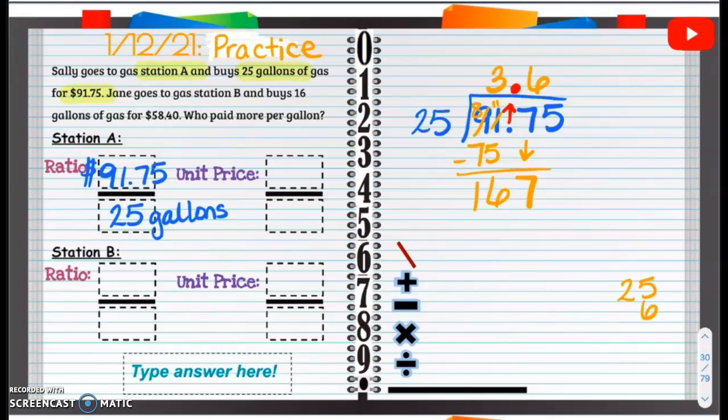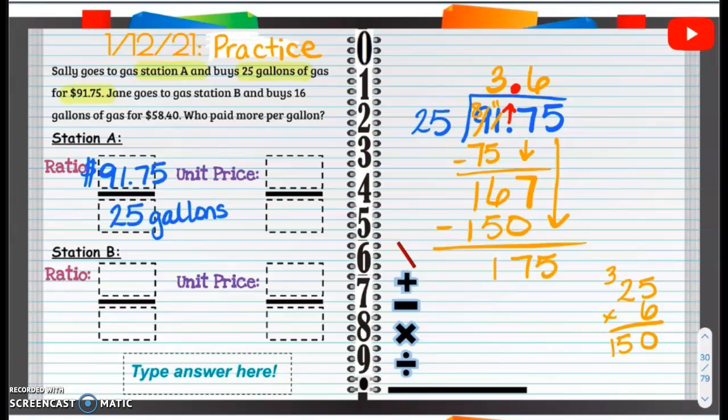25 times 6, I believe, is 150, if I'm thinking of quarters correctly. 6 times 5 is 30. 6 times 2 is 12, plus 3 is 15. Yes, it is. So 150. All right, and then we subtract. 7 minus 0 is 7. Whoa, that made a perfect line. 7 minus 0 is 7. 6 minus 5 is 1. 1 minus 1 is 0. Bring down that 5.